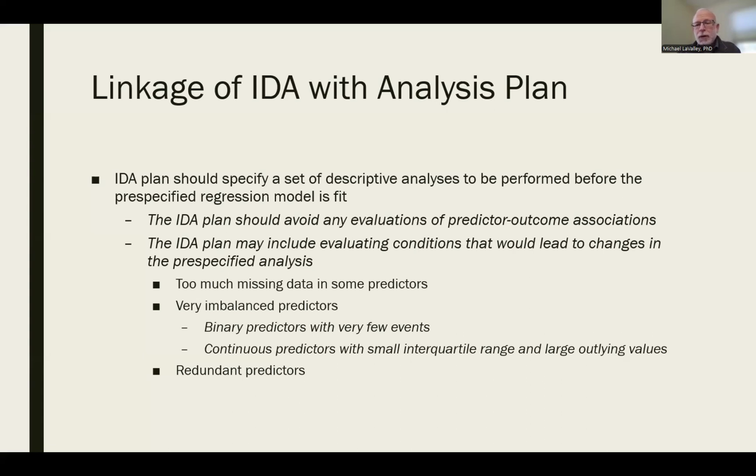So those kinds of concerns may lead us to say, well, if 95% of the people report no on this question, it's probably not a fruitful question to include in our analysis. Things that are just too unbalanced to actually be helpful. And when we look at correlation or associations among the predictors, we can maybe get rid of some redundant predictors.